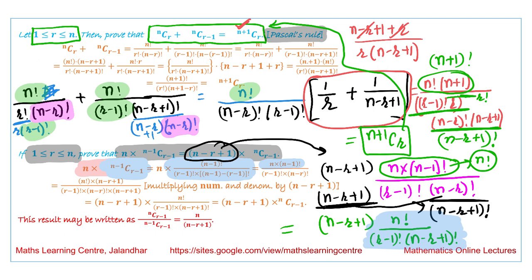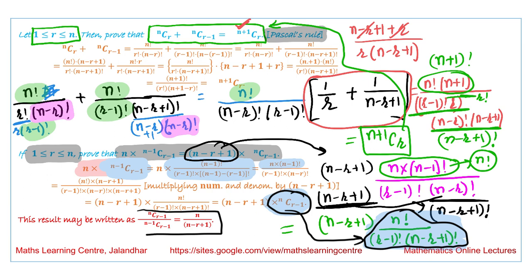And this term, n factorial over (r minus 1) factorial into (n minus r plus 1) factorial, has the value n C (r minus 1). So this result we have written: n C (r minus 1) over (n minus 1) C (r minus 1) is equal to n over (n minus r plus 1). You should remember these results, as the more results you remember, the simpler it will be for you to solve objective type problems.